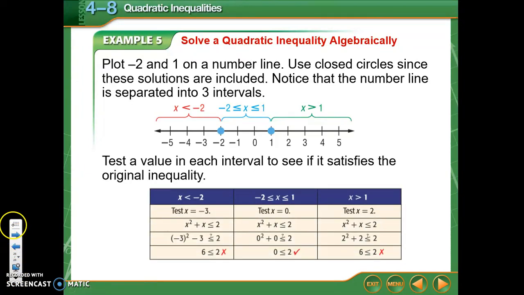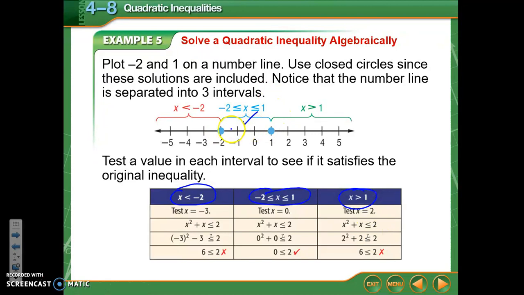So we're going to test one point in each interval. So here, notice they're testing a point that's less than negative 2. So they chose to test negative 3. When they plug negative 3 into their original inequality, it does not work. I get 6 is less than or equal to 2, which is false, right? If I test a number between negative 2 and 1, so something in this interval, I get something that is true, so it works here. And when I test something where x is greater than 1, I get something that is false.